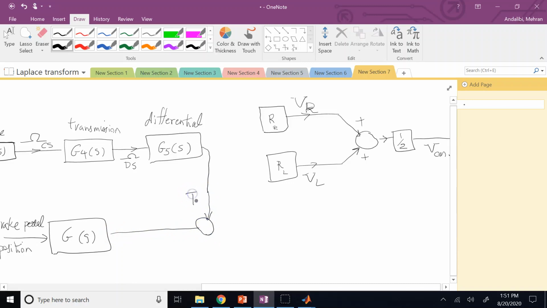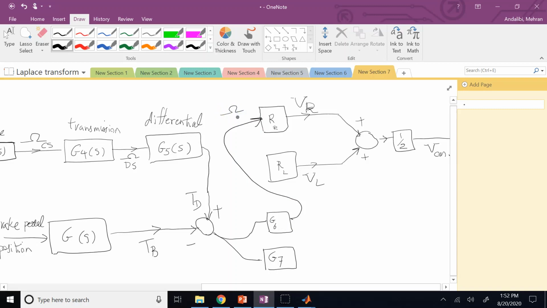This is torque of the differential. This is torque of the brake, right? And subtract them. And then take them to two transfer functions, which take torque in and then speed out, the omegas, right? So I might call this G6, I might call this G7. Then this one will give you omega of the right, and this one will give you omega of the left. Okay?